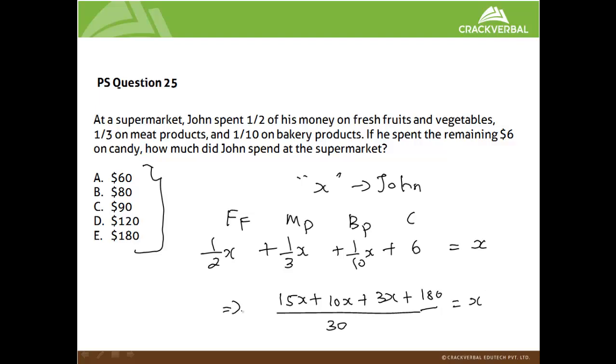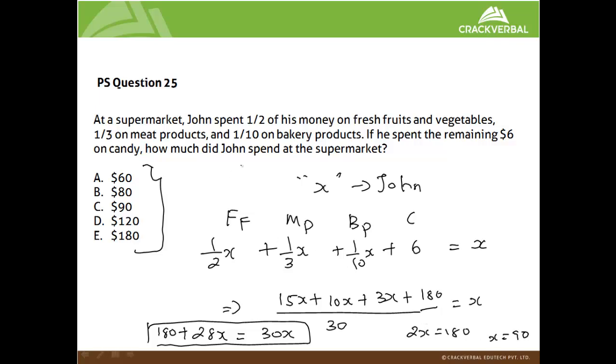So if you cross multiply, 15x plus 10x plus 3x, you will get 28x, is equal to 30x, and you also have 180 on the left hand side. If you solve it, taking 28x to the right hand side, you'll have 2x is equal to 180. If 2x is 180, then x has to be 90. So that is the total amount John spent at the supermarket. So the answer has to be C.